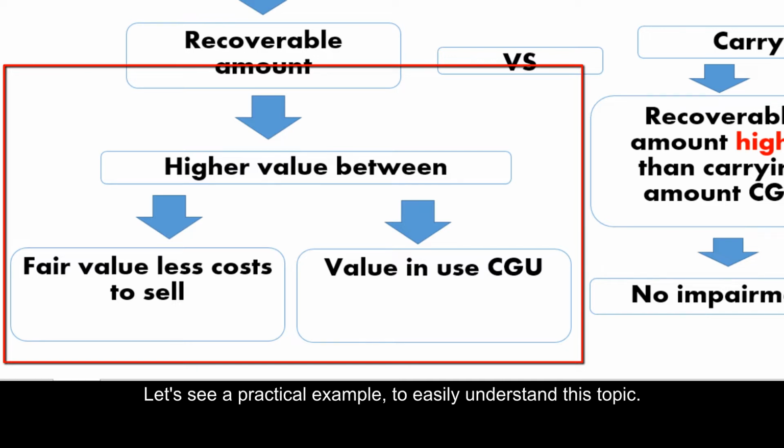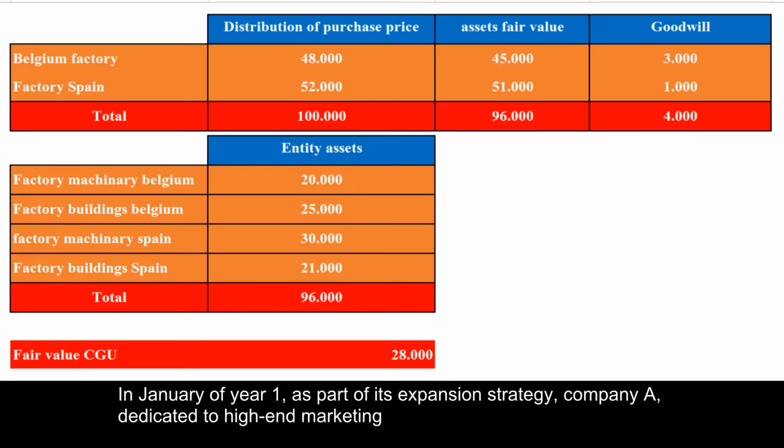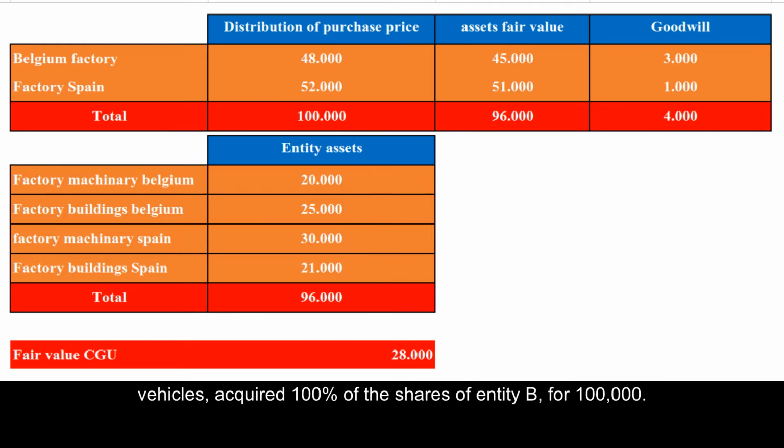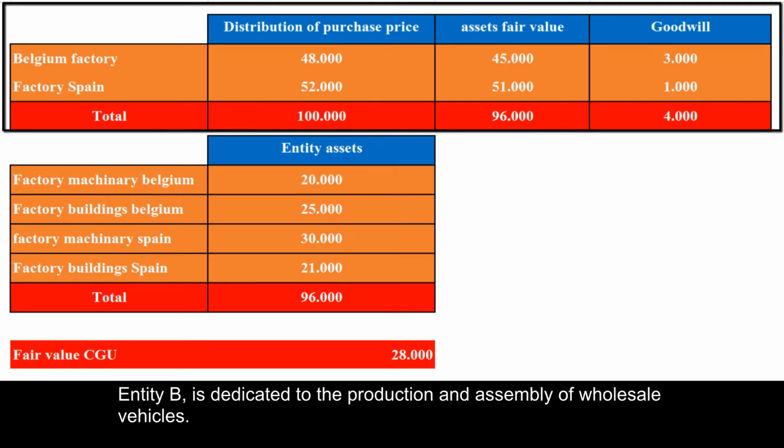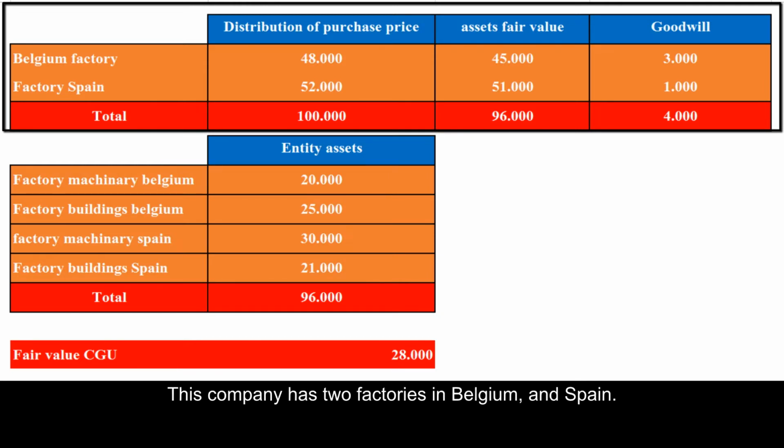Let's see a practical example to easily understand this topic. In January of year 1, as part of its expansion strategy, Company A, dedicated to high-end marketing vehicles, acquired 100% of the shares of Entity B for $100,000. Entity B is dedicated to the production and assembly of wholesale vehicles. This company has two factories in Belgium and Spain.